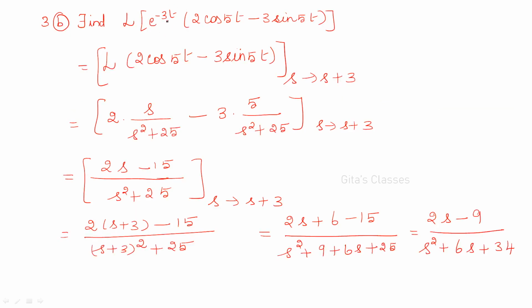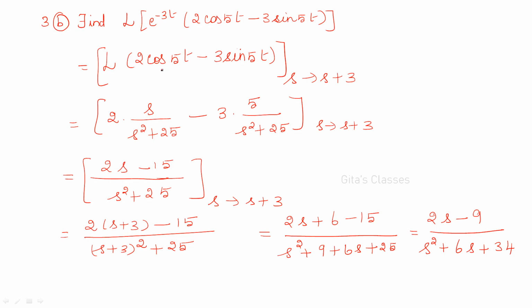Now, L of e power minus 3t into (2 cos 5t minus 3 sin 5t). So, if any function is multiplied by e power at or e power minus at, try to recollect that you have to apply the first shifting theorem. So, by the first shifting theorem, without this e power minus 3t, whatever function is there, you find the Laplace transform of that function and replace s by s plus 3, because you have e power minus at, s by s plus a. If it is e power at, s by s minus a. Okay, so replace s by s plus 3.